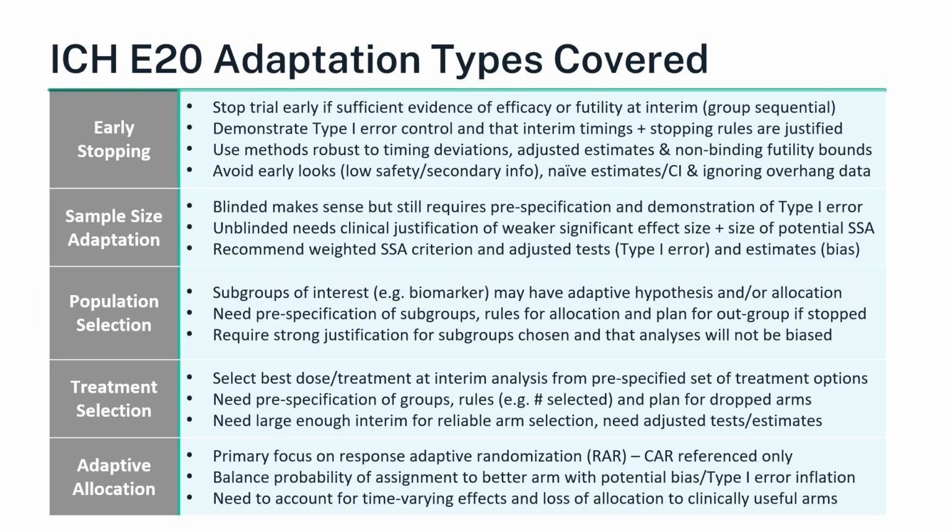Sample size adaptation, blinded: it makes sense, but requires pre-specification and demonstration of type 1 error control. So I think the internal pilot approach where you don't do unblinded adjustment, I think they're happy enough with it, but basically you just need to do a bit of simulation to establish that's true.